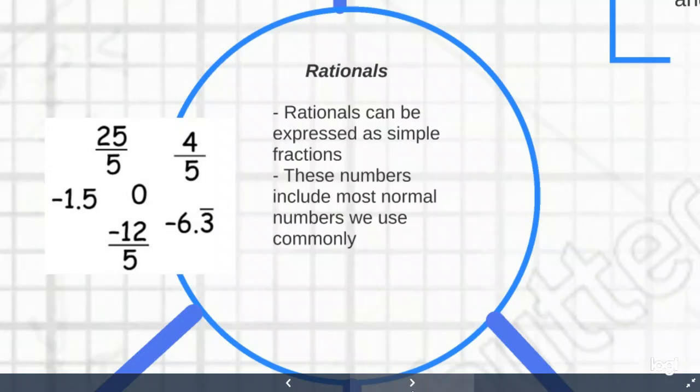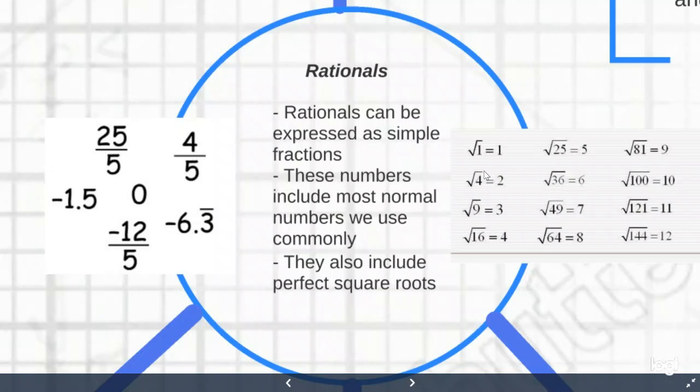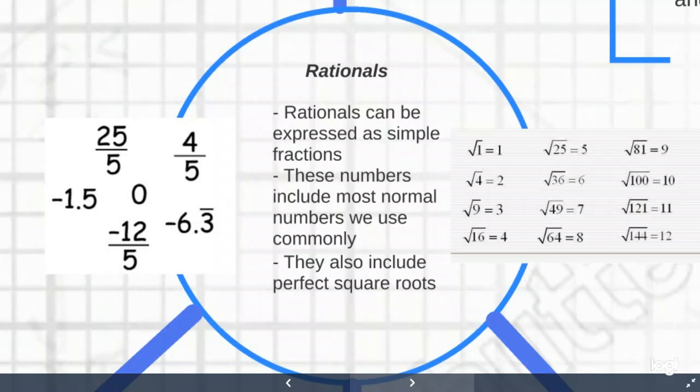because I can turn that into a fraction, and then you also notice we have negative 6.3 with a line over. So rationals also include perfect square roots and decimal numbers that repeat infinitely, right? So if we have perfect square roots like square root of 1, square root of 4, square root of 9 that end in perfectly whole numbers, or if we have numbers like negative 6.3 repeating, if we have repeating decimal numbers or perfect square roots, those count as rational.